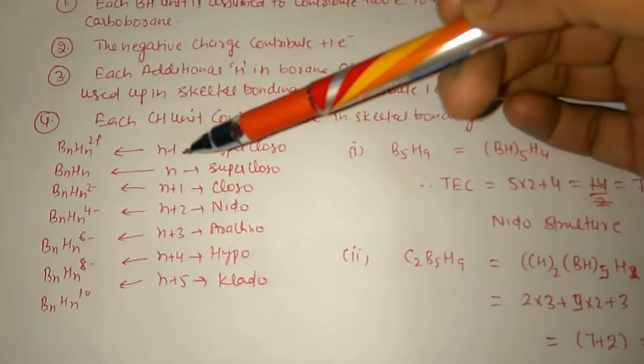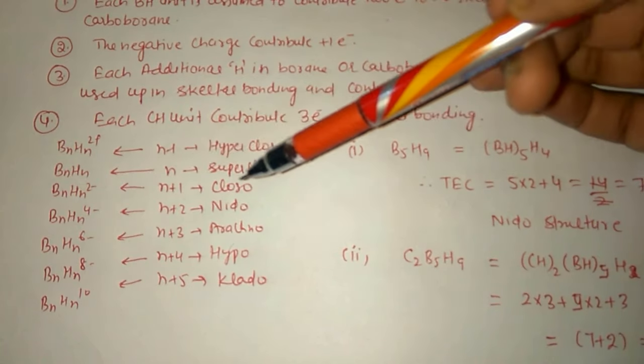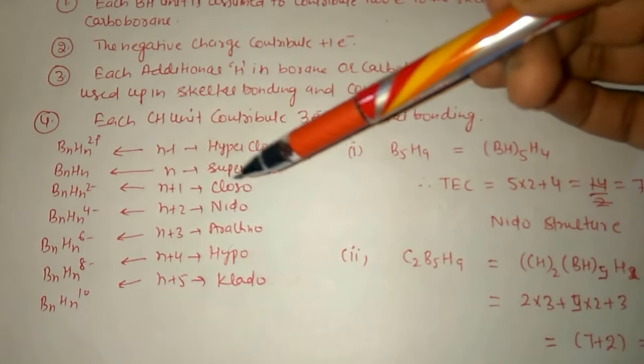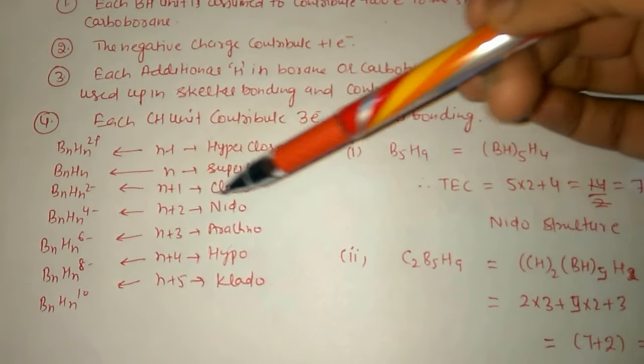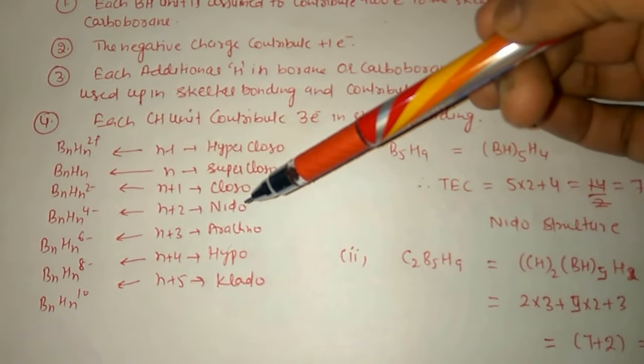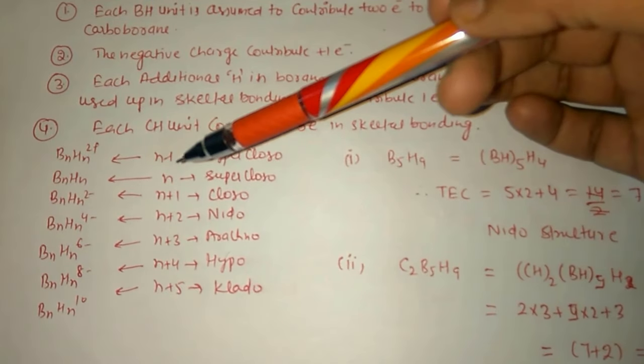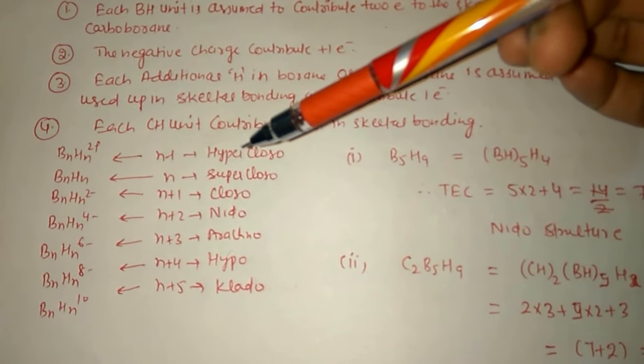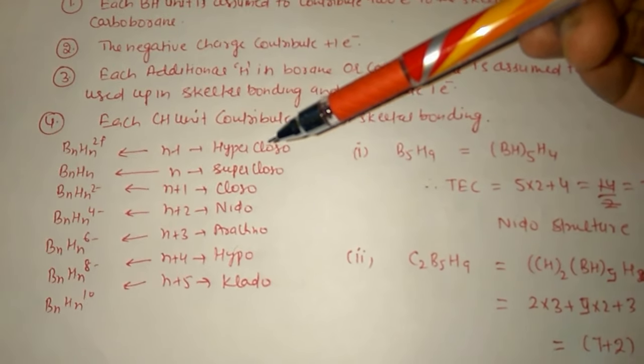Now first we have to see that if there are n, then it is n plus 1, then it is closo structure, n plus 2 then it is nido structure, n plus 3 then it is arachno structure, n plus 4 then it is hypho structure, n plus 5 then it is klado structure, n then it is supercloso, n minus 1 then it is hypercloso structure.